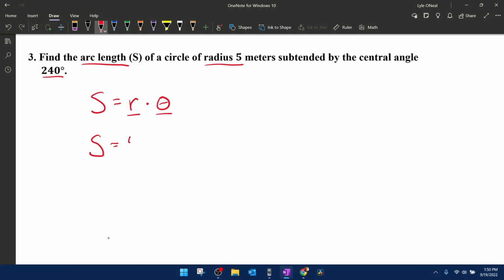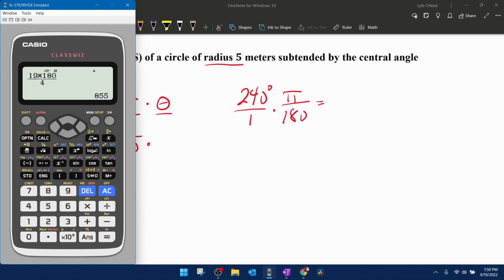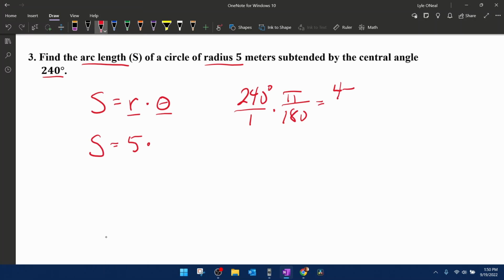So our radius is 5, and our angle must be in radians. So the first thing I'm going to need to do is convert 240 degrees to radians. So we're going to multiply by pi over 180. Again, I'm going to bring up my handy dandy calculator to do that. That's going to be 240 over 180, which will give us 4/3, simplifying our angle to 4 pi over 3, and then plugging that in for theta.